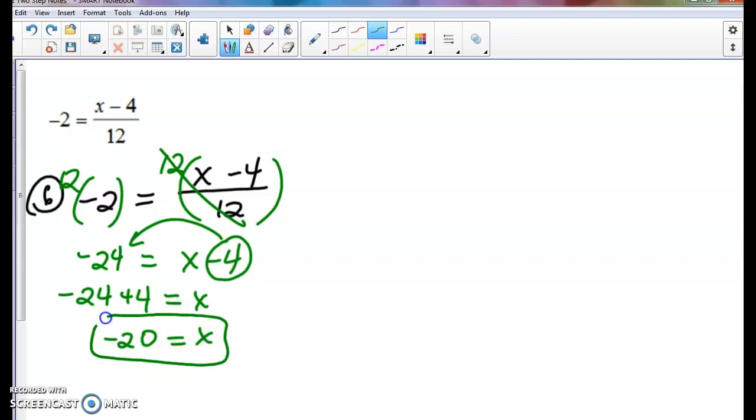Now for this one we won't do a true check, but we will say if we plug it in up here, negative 20 minus 4 is a negative 24. Negative 24 divided by 12 is negative 2. That works.